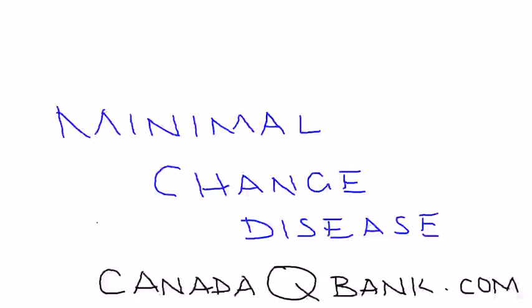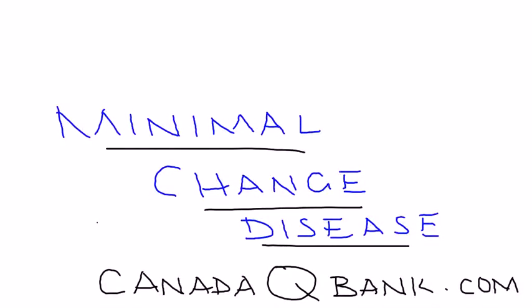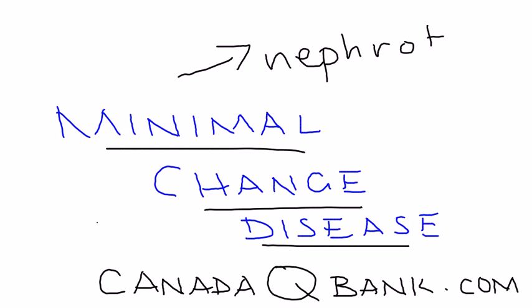Minimal change disease is the topic for this video, and minimal change disease is basically the most common cause of nephrotic syndrome in children. And before I get into minimal change disease, I would like to talk a little bit about nephrotic syndrome, just briefly, so you have an understanding of what's happening.